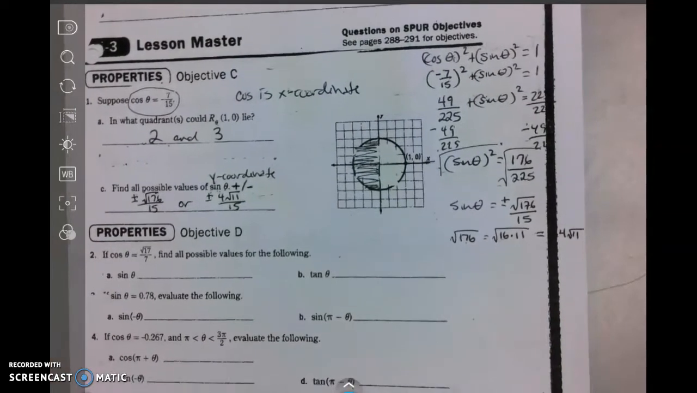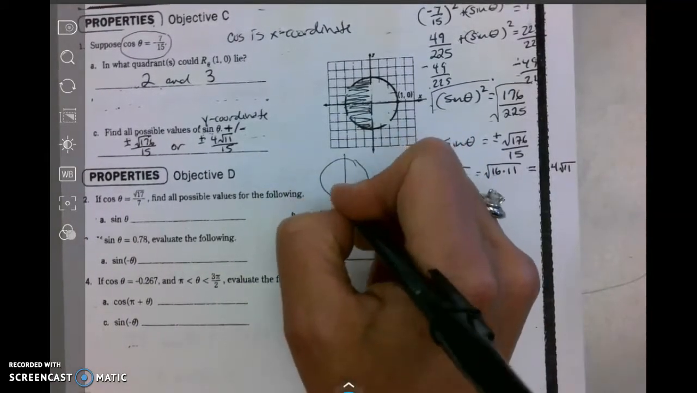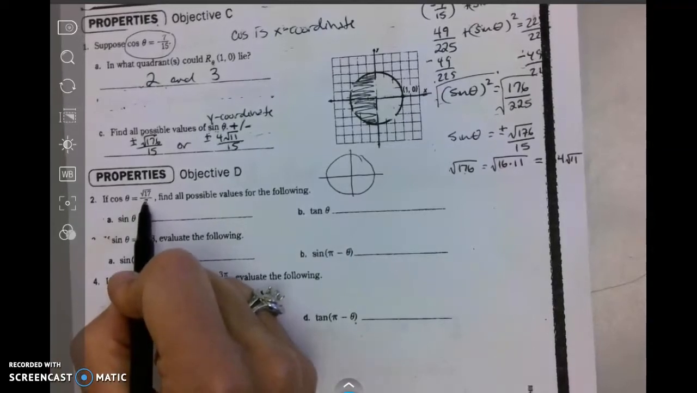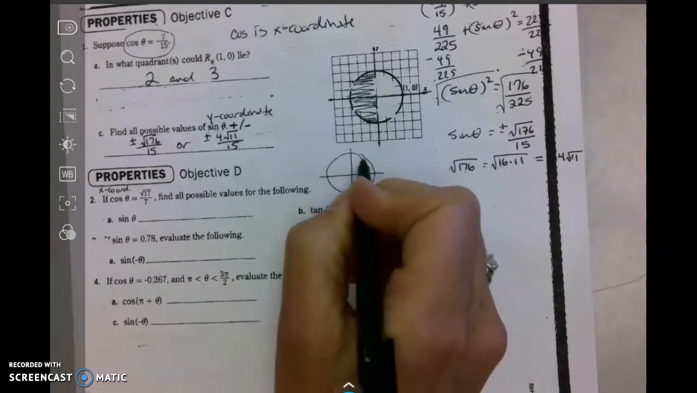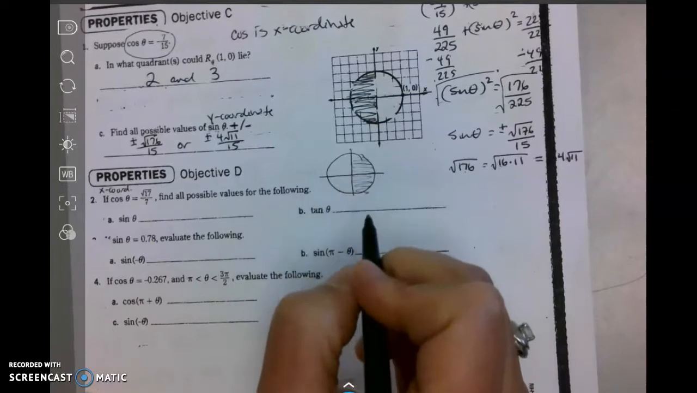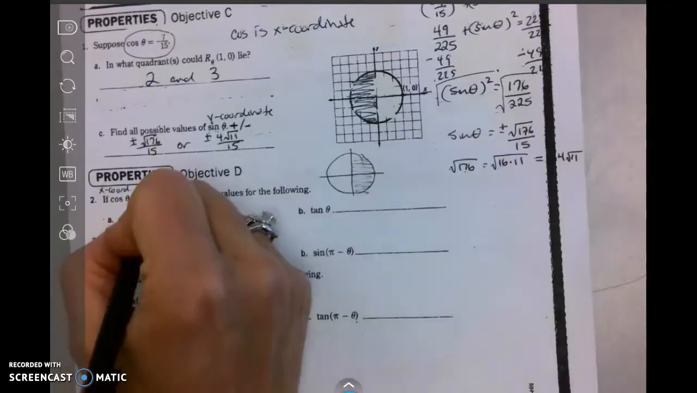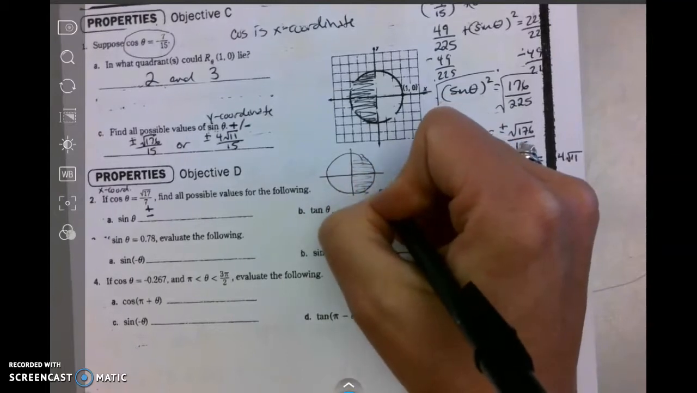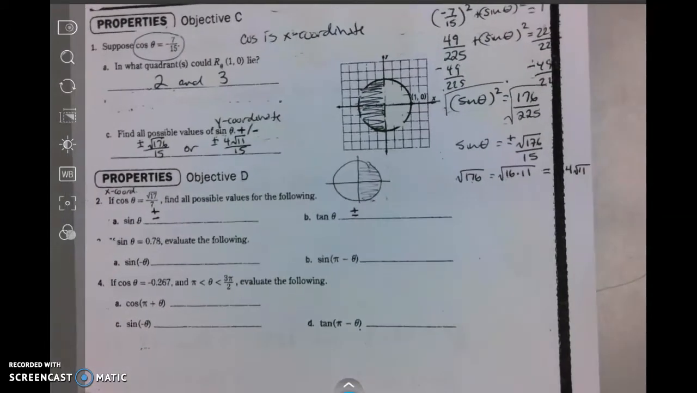All right, let's go to number 2. Every time I draw one of these circles, don't skip this step. I'll just tell you, don't skip that step. Cosine is positive. Where is cosine, which is the x coordinate? Where are my x coordinates positive? Over here. So sine in these two quadrants, up here it's positive, down here it's negative. So plus or minus. Tangent up here is positive, down here is negative, so plus or minus. I don't want to forget that.